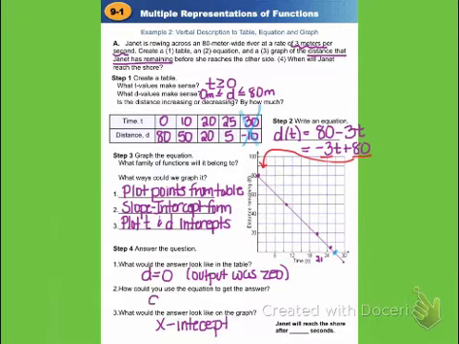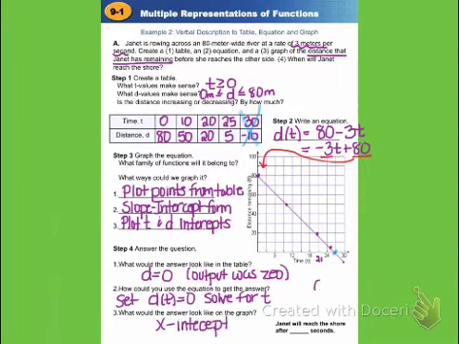Well, you could set d of t equal to 0. In other words, put 0 in for d of t and then solve for t. And we could have found out exactly at what time Janet would have reached the other side.